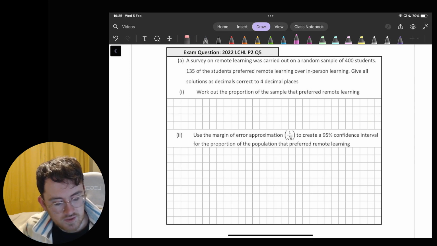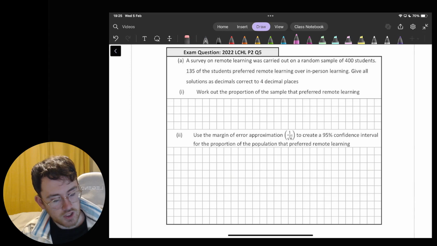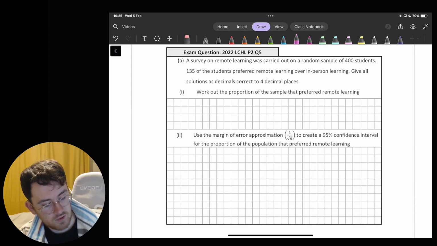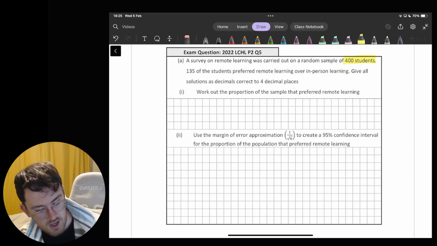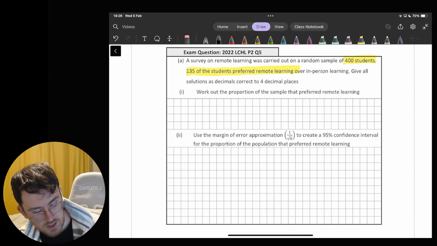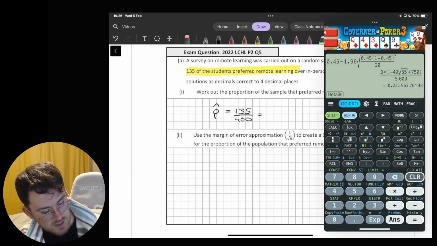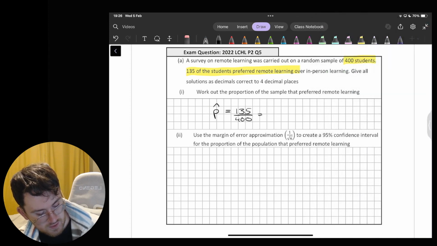But looking at the first example here, a survey on remote learning was carried out of a random sample of 400 students. That's important. 135 of the students preferred remote learning. Work out the proportion of the sample that preferred remote learning. So of the sample, p hat, because it's sample proportion, it was 135 people out of 400. It says to 4 decimal places, so let's do that. 0.3375.